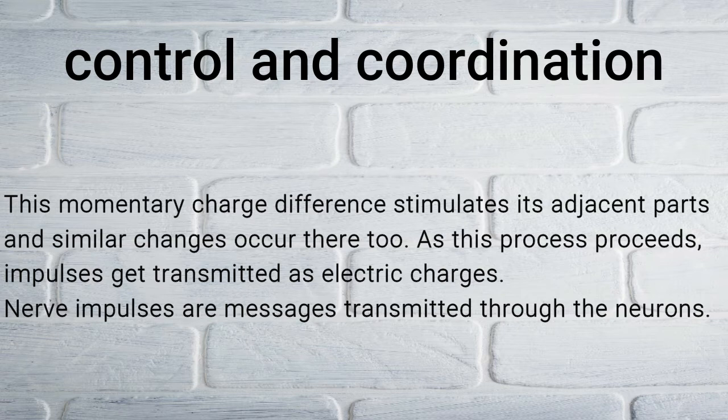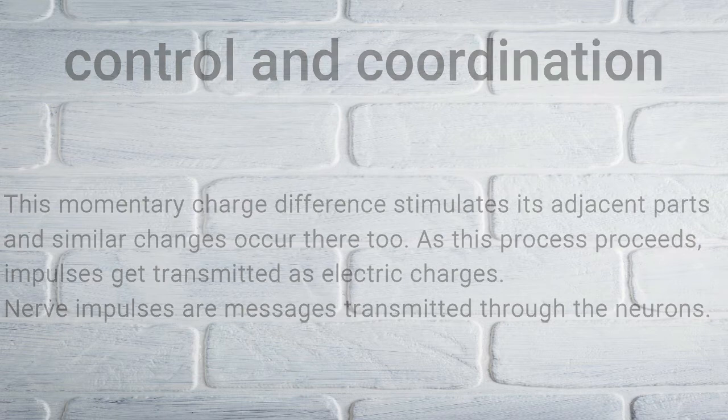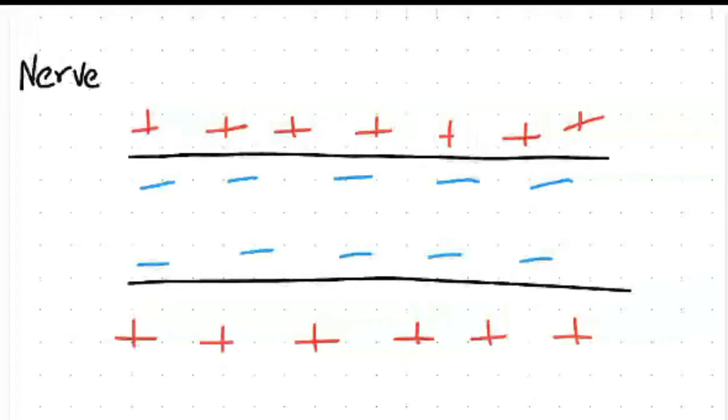Nerve impulses are messages transmitted through neurons. You may not completely get the idea. What happens is that the change gets transmitted to the next part and to the next part, and the previous part that was changed goes back to normal. So let us look at this.